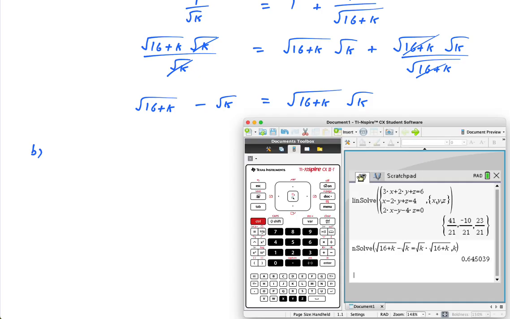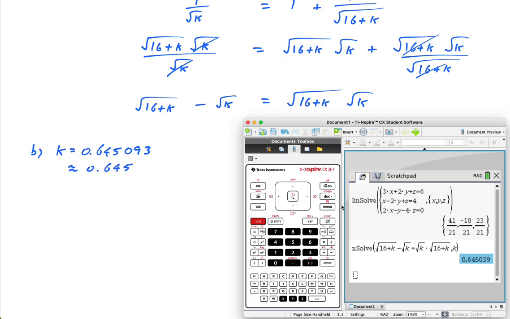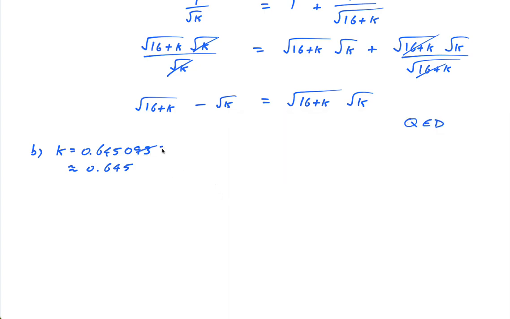You just take out, well, I've already done it here, guys. So you go to NSolve, type in the equation exactly as you see it. Just be careful with the times and making sure everything's in the roots. Comma k means find k, and it just gives you the answer, 0.645093. K equals 0.645093, which is 0.645 to 3 significant figures. Now, hang on, it's 039, but whatever, it's still that to 3 significant figures.